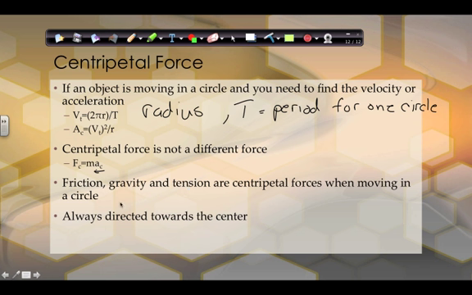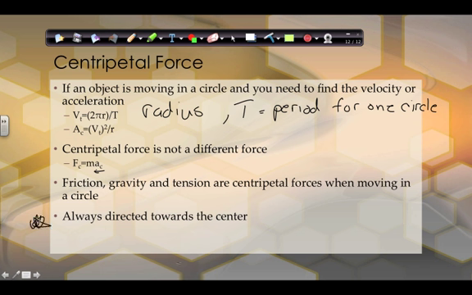Okay, so friction, gravity, and tension are all centripetal forces. So if you're moving in a circle, it's going to be one of these three forces that is actually causing the object to move in a circular fashion. So friction happens if you're driving or riding a bike, gravity happens if you're orbiting, and tension is if you're swinging something around in a circle.